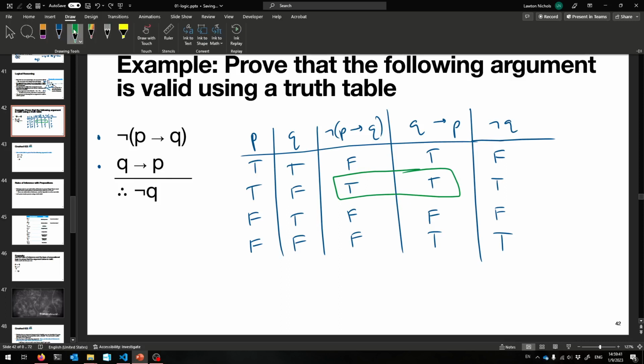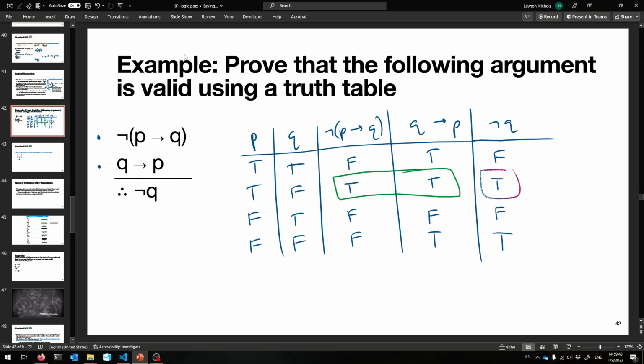You see I'm reading the truth table? I only care about the row where both of these are true, because that's what we're assuming. Show that it's always the case that not Q is also true. That's our conclusion. So under the assumption that those two things are true, we can always show that the conclusion is true as well. And that's a proof. It has been proven. Not Q is true under those assumptions. It's not always the case that not Q is true, but only in the cases that we cared about is it true. Under those assumptions is it true. So that's what it means to be a proof.